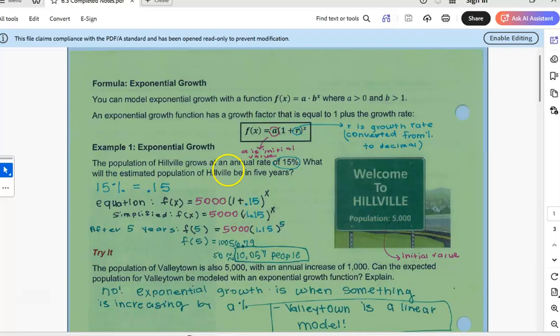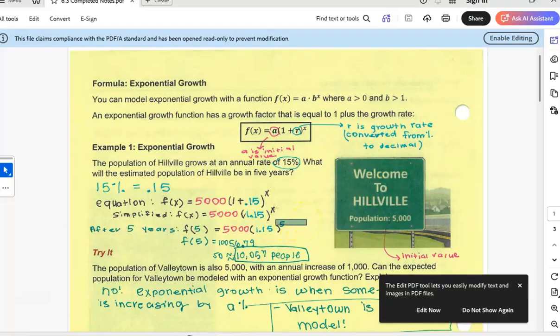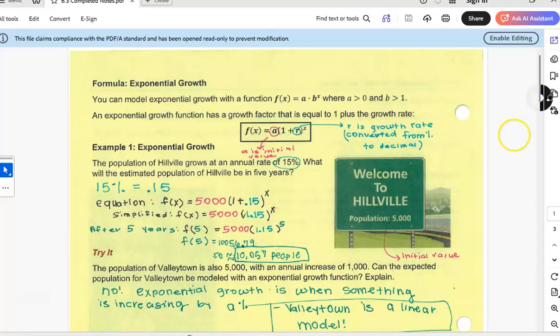So in the equation, I put 5,000 in for A, because that was the initial population. And then I put the increasing rate right there. Don't forget the 1 plus, and then you can simplify it. Then it said, what will the population be in 5 years? So I took the X value, put 5 in, and then that's how I got 10,057 people.